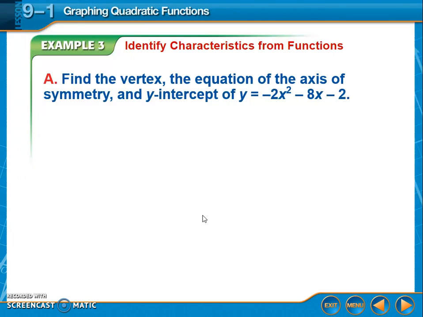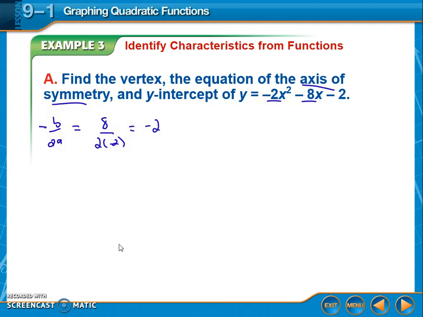Okay. So when you have the equation instead of the graph, it's a little bit more difficult, but it's still pretty easy. So the first thing to find is the axis of symmetry. And remember, from that equation, we said that it's negative b over 2a. So in order to do this, I want to figure out what I get when I have b and a. Okay, so I have negative 8 as b, so negative b makes this 8. And my a is negative 2, so 2 times negative 2. So 8 over negative 4 is negative 2.